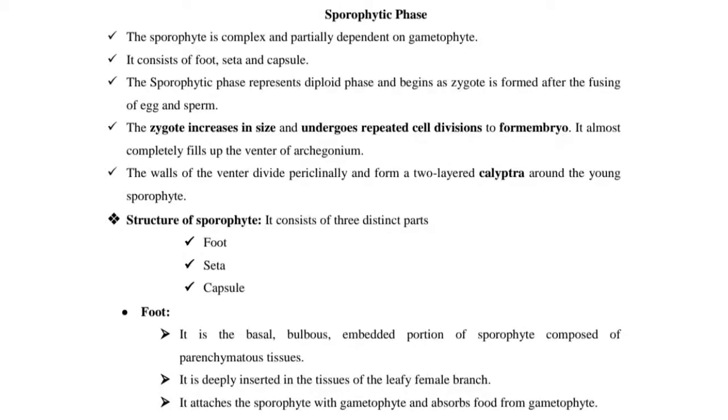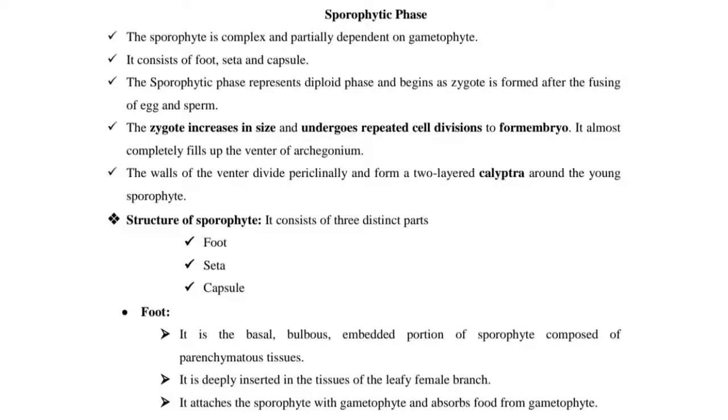Sporophytic phase. The sporophyte is complex and partially dependent on the gametophyte. It consists of foot, seta and capsule. The sporophytic phase represents the diploid phase and begins as the zygote is formed after the fusing of egg and sperm. The zygote increases in size and undergoes repeated cell divisions to form embryo.